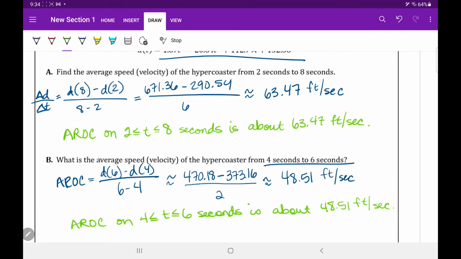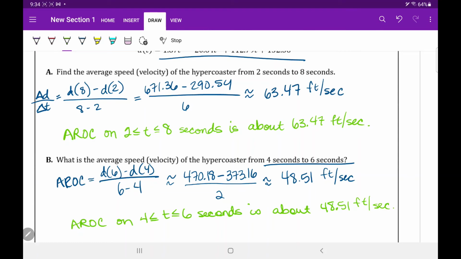Okay, so I added in the answer here on letter B, but also notice the 2 green lines. The average rate of change on the interval where time is between 2 and 8, so 2 is less than t is less than or equal to 8 seconds, is about 63.47 feet per second. Same thing on the next one. We have the AORC on the interval from 4 to 6 seconds. It's about 48.51 feet per second.